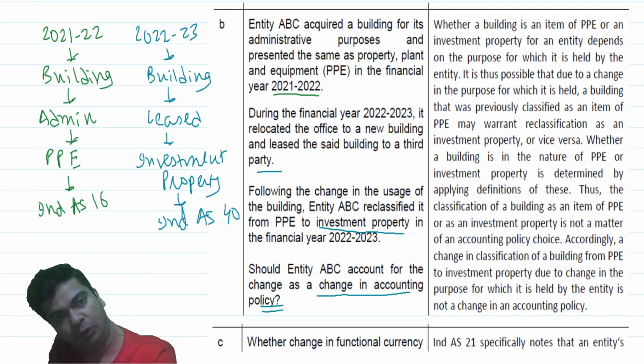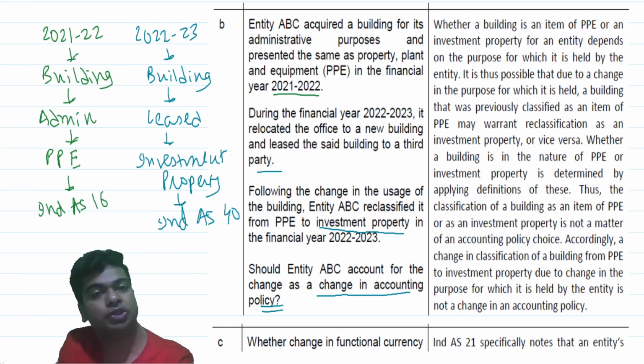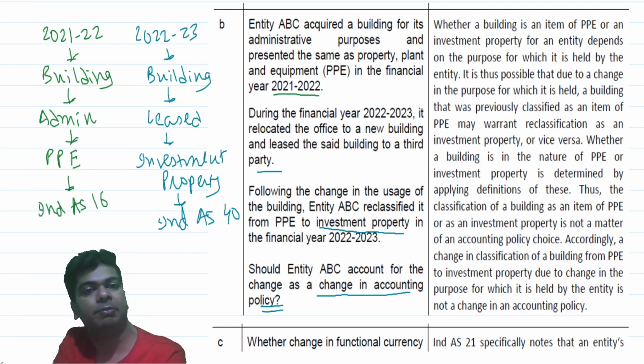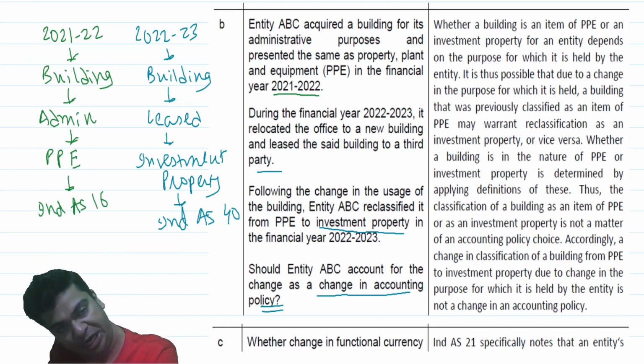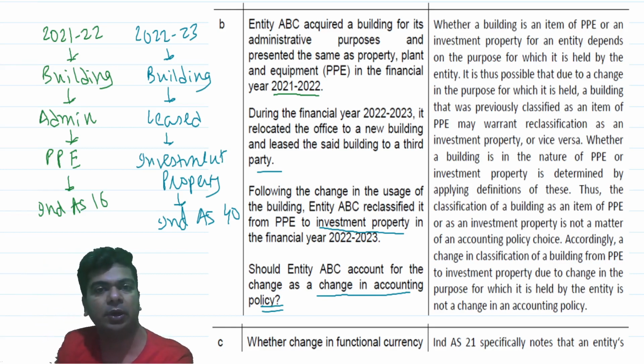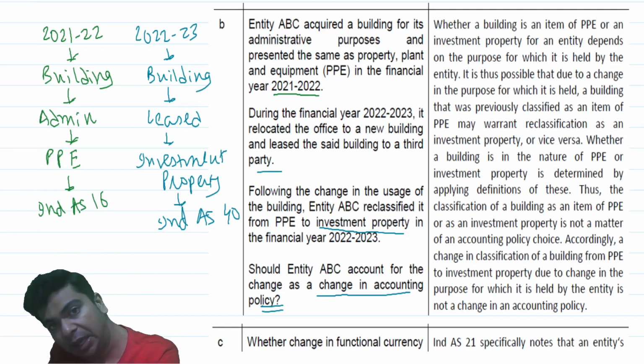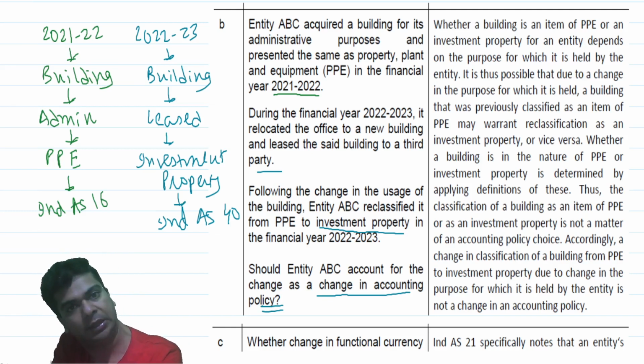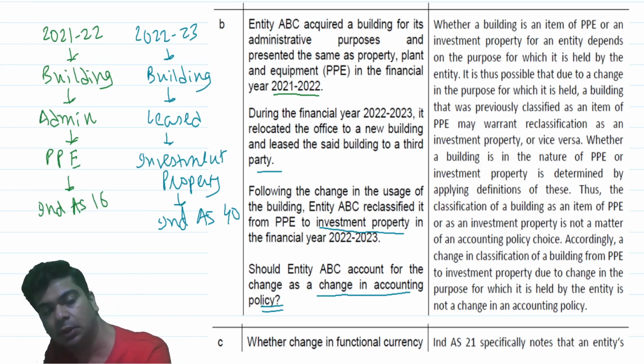We have to understand over here that the classification of the building as an item of PP or as an item of investment property depends upon the objective behind acquiring that particular building. Earlier the objective was to use it in our business, so we classified it as PP. Nothing wrong in that. It's a right accounting policy, isn't it? Selected as per Ind AS 16.